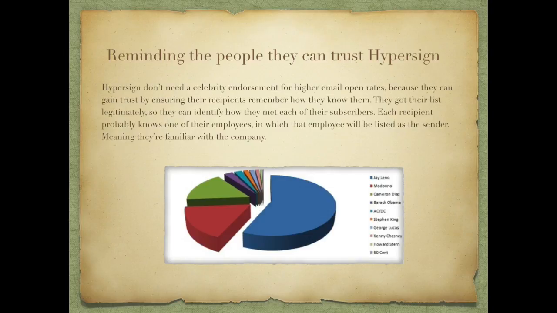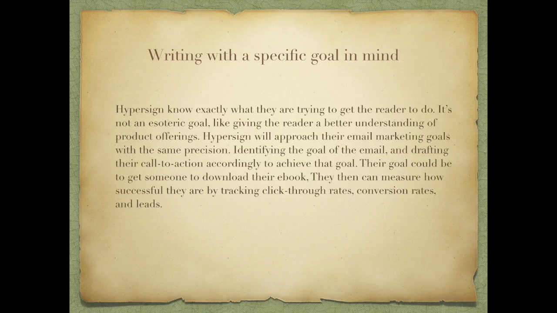They got their list legitimately, so they can identify how they met each of their subscribers. Each recipient probably knows one of their employees, in which case that employee will be listed as the sender, meaning they're familiar with the company.